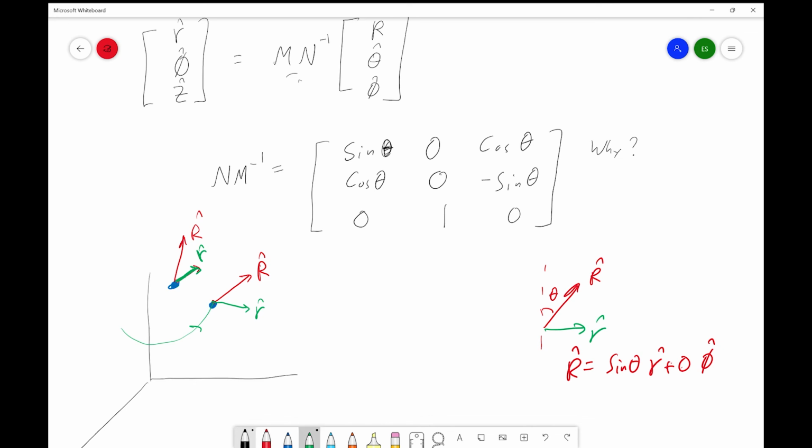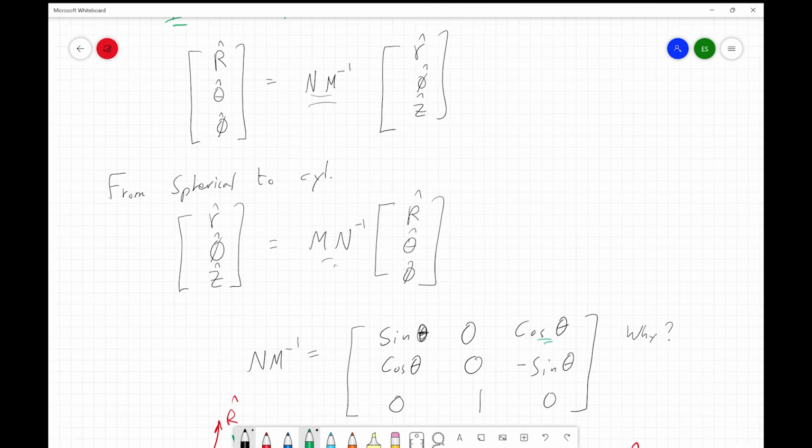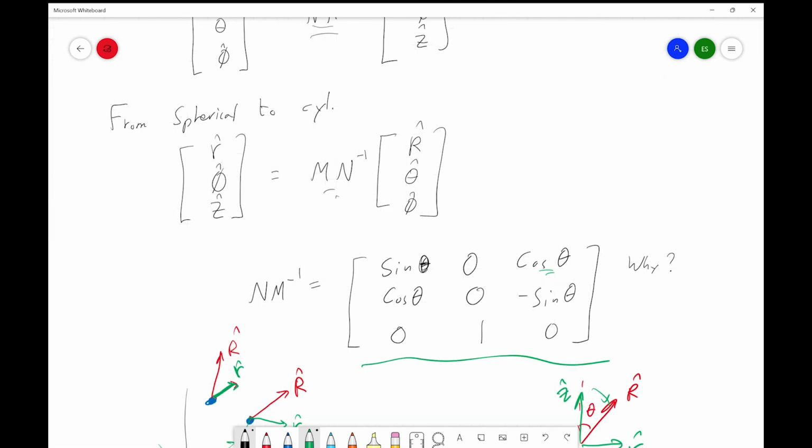This is the z of cylindrical coordinates, z hat. So the projection is going to be cosine theta. So that's where the cosine theta comes in, right? So this is the projection. This is the transformation from cylindrical to spherical. It's this matrix.